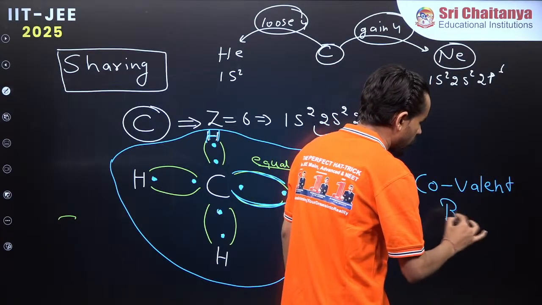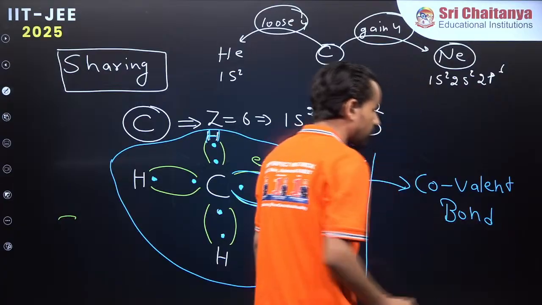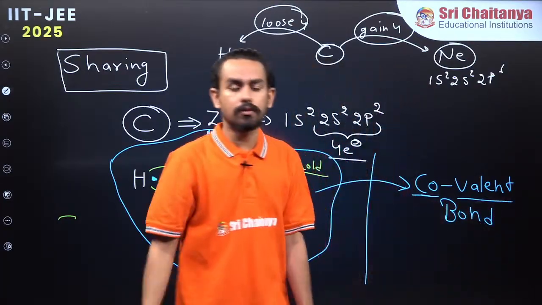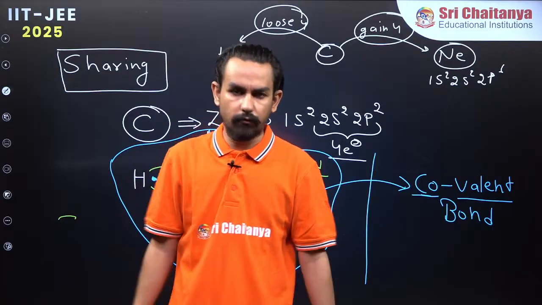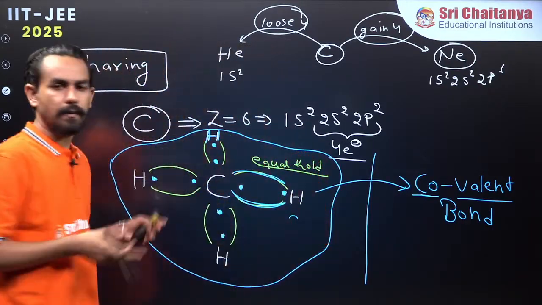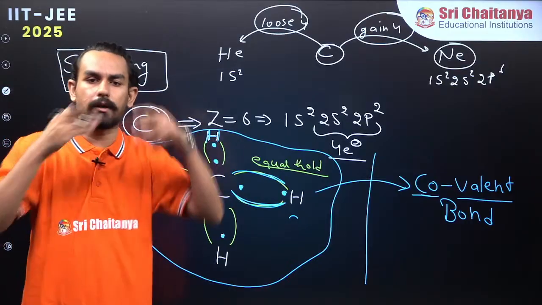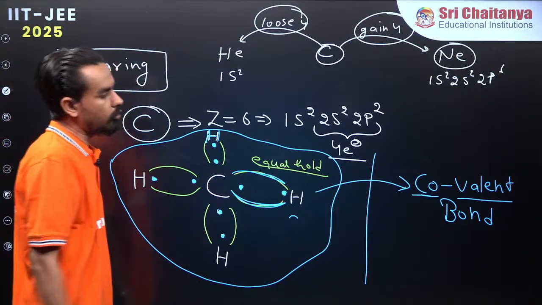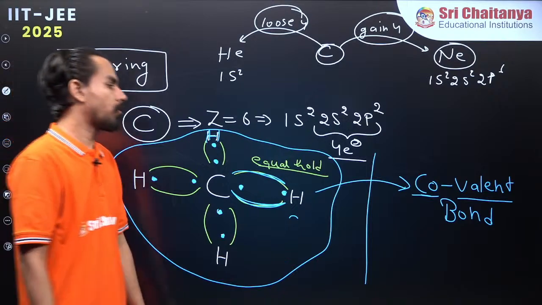Covalent bond. Why? First of all, this is sharing. Co means shared, cooperative. You have heard about cooperative, yes or no? Valent means valence electrons. So covalent means valence electrons are shared between two atoms. When two electrons are shared between two atoms, that kind of bond is known as a covalent bond.